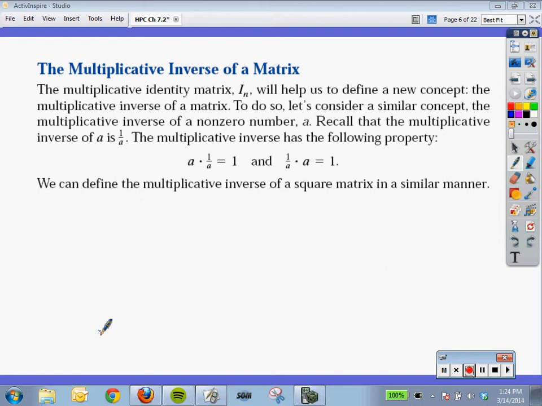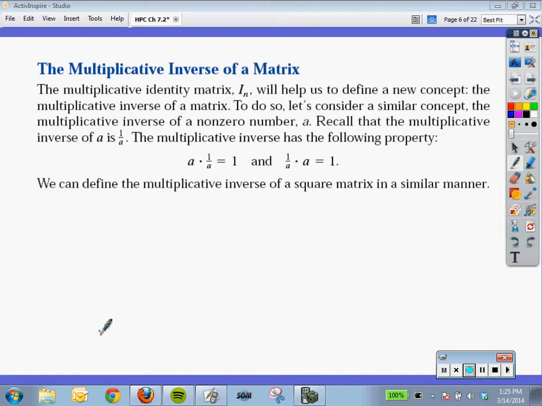So we're going to talk about the multiplicative inverse of a matrix. The multiplicative identity matrix, I sub n, will help us to define a new concept, the multiplicative inverse of a matrix. To do so, let's consider a similar concept. The multiplicative inverse of a non-zero number a. Recall that the multiplicative inverse of a is 1 over a. The multiplicative inverse has the following property. When we multiply a times 1 over a, we get a 1. When we multiply 1 over a times a, we get a 1.